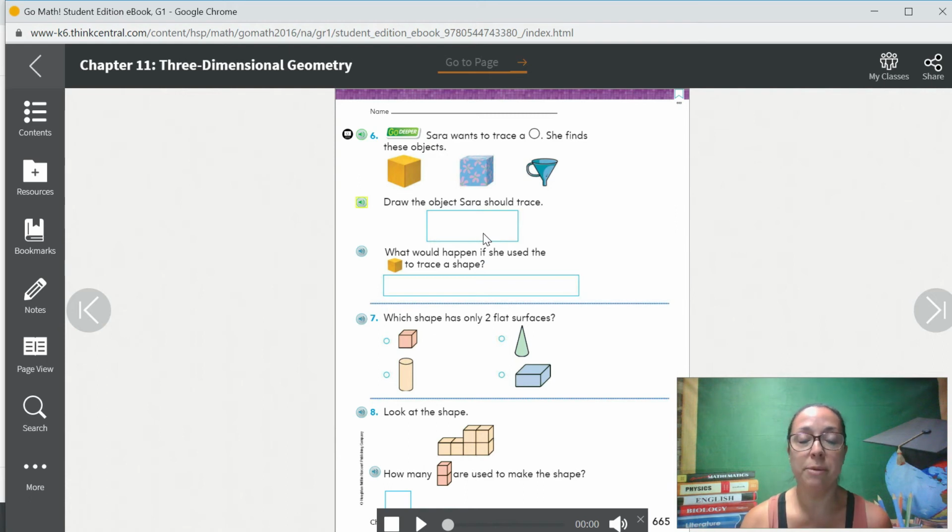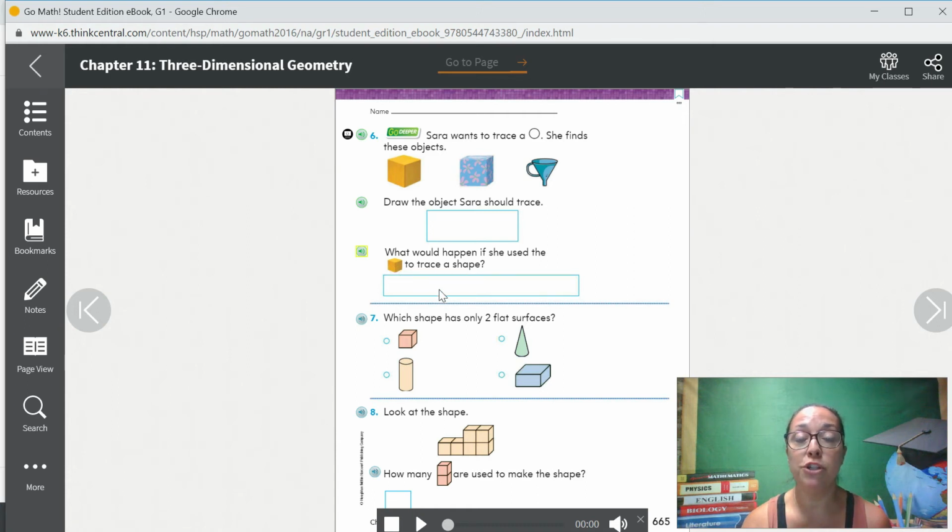So just try your best to draw it. It doesn't have to be perfect. No tiene que ser perfecto, pero trata de dibujar cuál de estos. All right, and then there's another part. Hay otra parte. What would happen if she used the cube to trace a shape? ¿Qué pasaría si ella usa el cubo para hacer una forma plana?